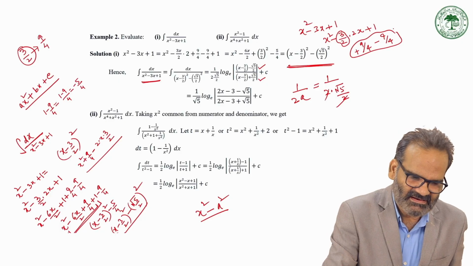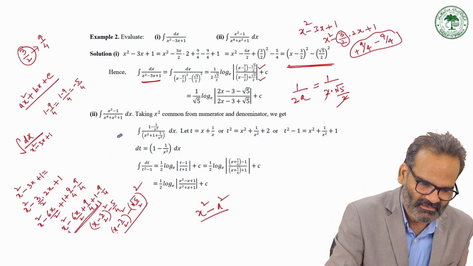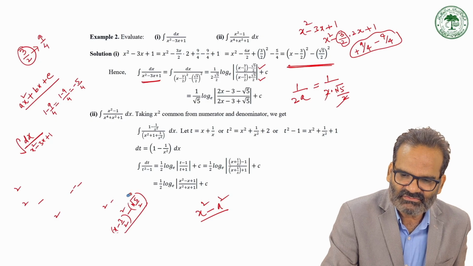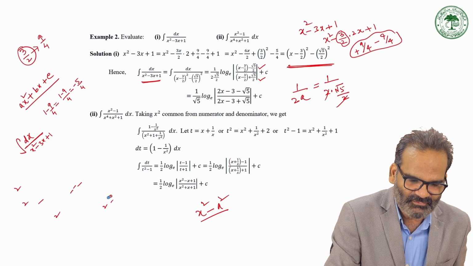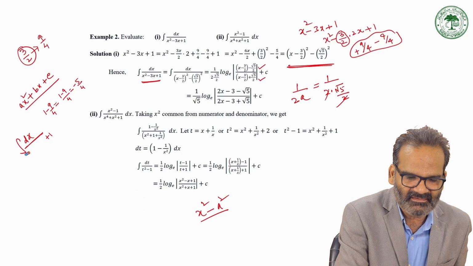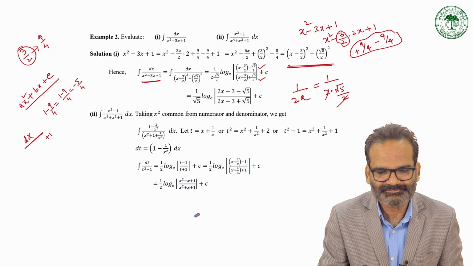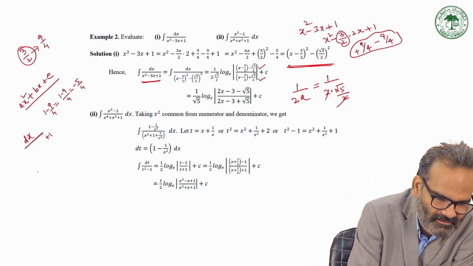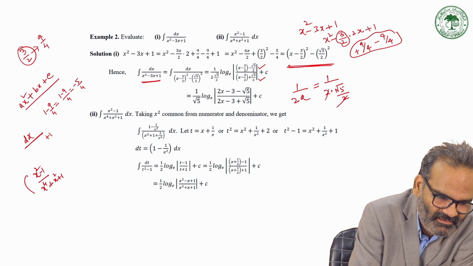Likewise, take this example also. You can also see this one. Integrate the function x square minus 1 divided by x to the power 4 plus x square plus 1, right? See, x square minus 1 divided by x to the power 4 plus x square plus 1, and this is the integral sign. This is equal to what?